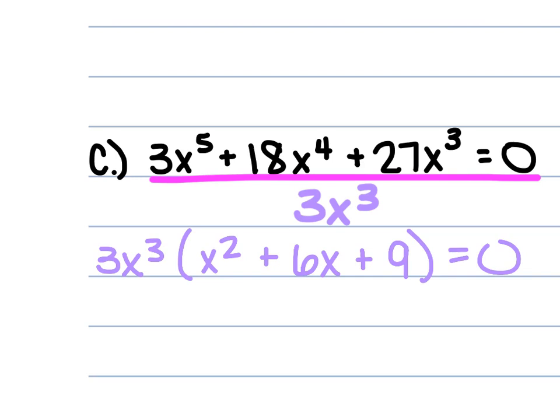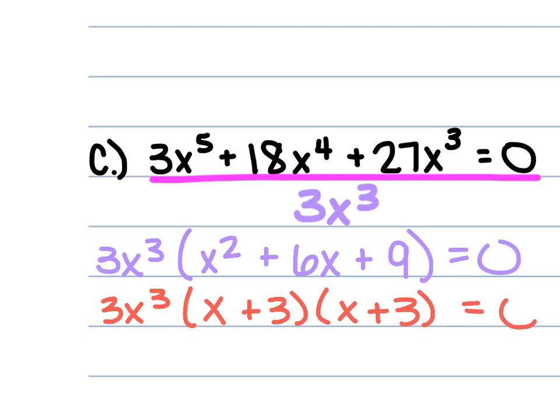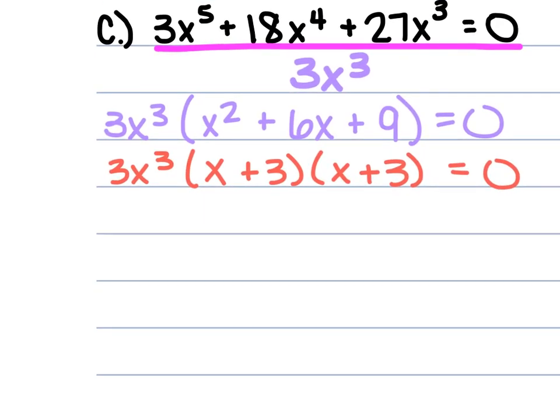So from here, we're going to factor the x squared plus 6x plus 9. The factors of the 9 that equal the 6 are 3 and 3. So we're going to have 3x cubed times x plus 3 times x plus 3 is equal to 0. So from here, we're going to set each part equal to 0. So 3x cubed is equal to 0, and x plus 3 is equal to 0. Because we have that x plus 3 twice, when we do it twice, we're going to get the same answer for x. So we don't have to do it twice, we can just do it once.